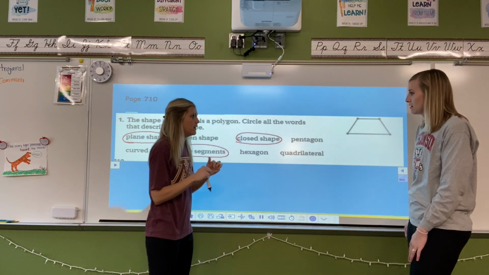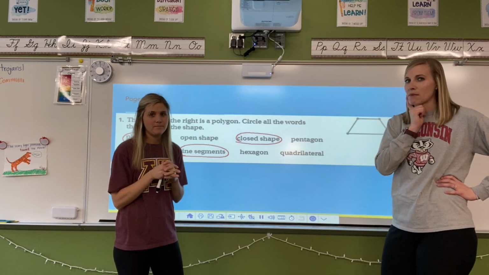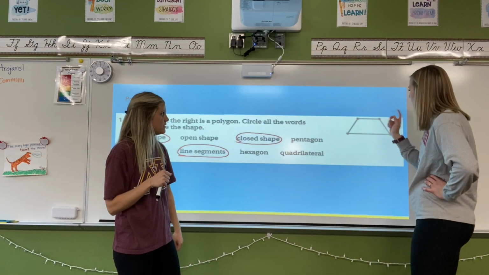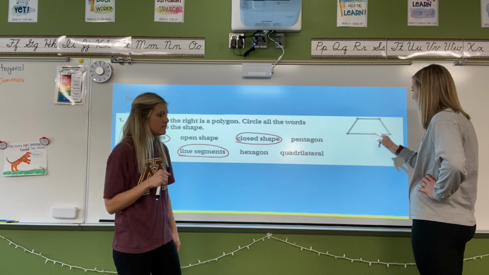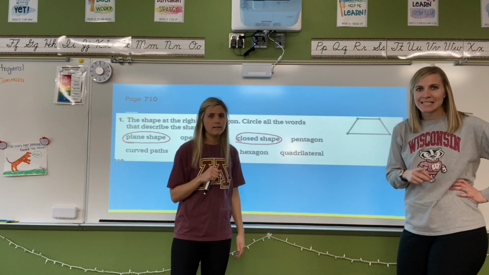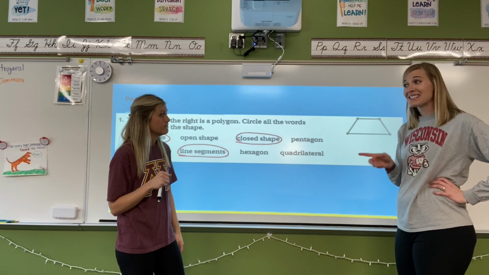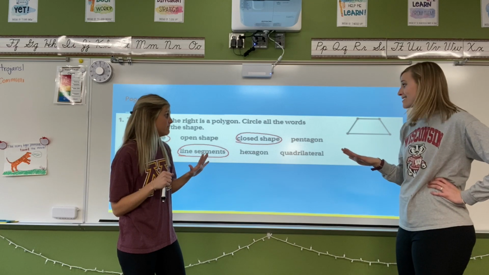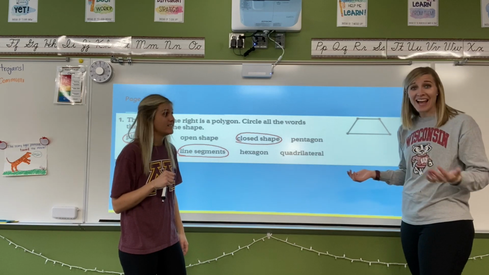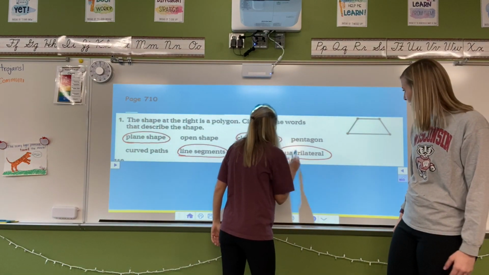Is it a hexagon? Do you remember what that was? I think if I remember right, a hexagon had 6 sides. Does that have 6 sides? Well, 1, 2, 3, 4. Not a hexagon. How about a pentagon? A pentagon is kind of shaped like a house, but a pentagon has 5 sides. So it's not a pentagon. How about a quadrilateral? Yeah, a quadrilateral had 4 sides. It is a quadrilateral. Yes, it is. There we go.